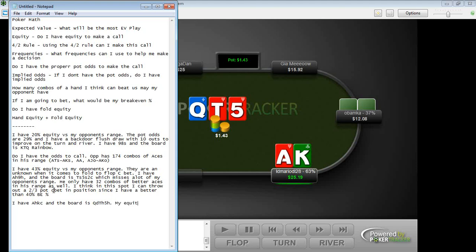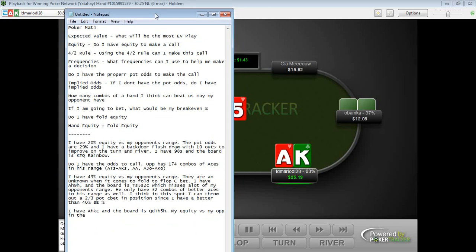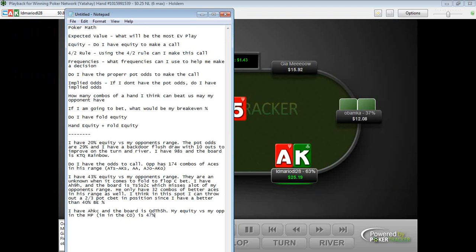My equity versus my opponent in the, what position is he in? He's in the middle position. In the middle position, I'm in the cutoff. What was my equity? 47%. Range in the middle position is 47%. He was the pre-flop raiser, and he checked. What's going on? Check to me. Oh my God. To me out of position.